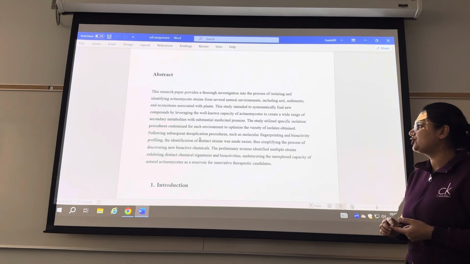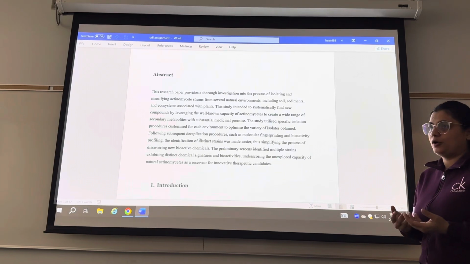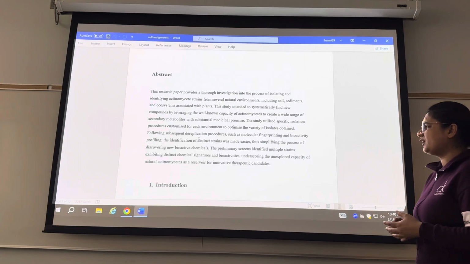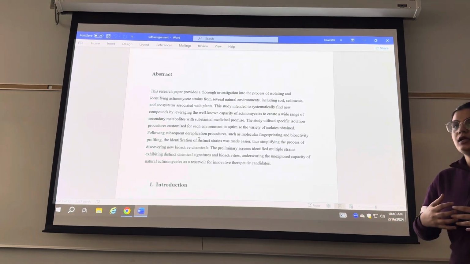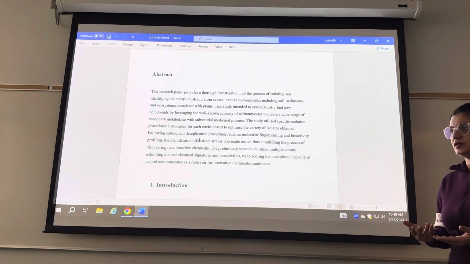The dereplication procedures we are using are molecular fingerprinting or bioactive profiling. And why are we using this technique? So that we are able to find new bioactive compounds which will be useful for our medicinal purposes.